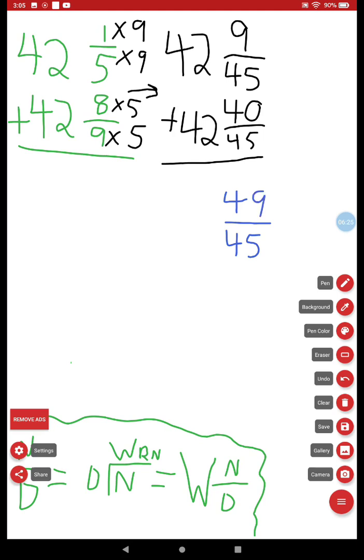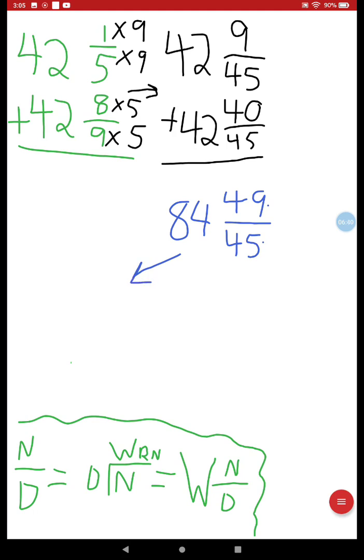Right away I can tell I'm going to have to regroup because this 49 is bigger than 45. Well, let's add the whole numbers. 42 plus 42 is 84. Let's come down over here now and let's follow the regrouping procedure. 49 goes in the box. 45 goes out of the box. 49 divided by 45 is 1. 1 times 45 is 45. 49 subtract 45 is 4. I get 1, remainder 4.